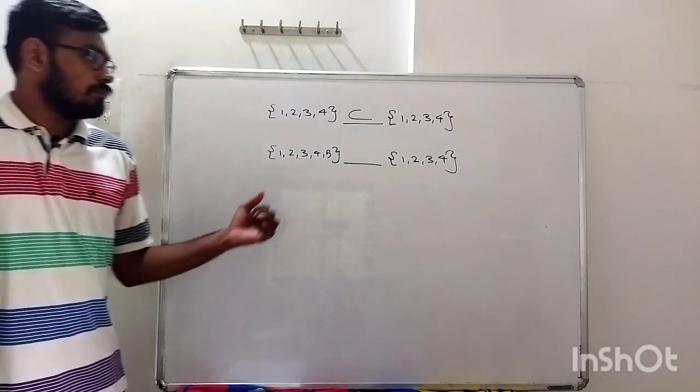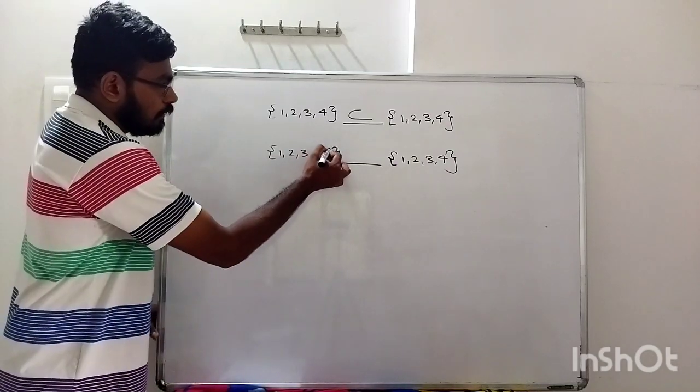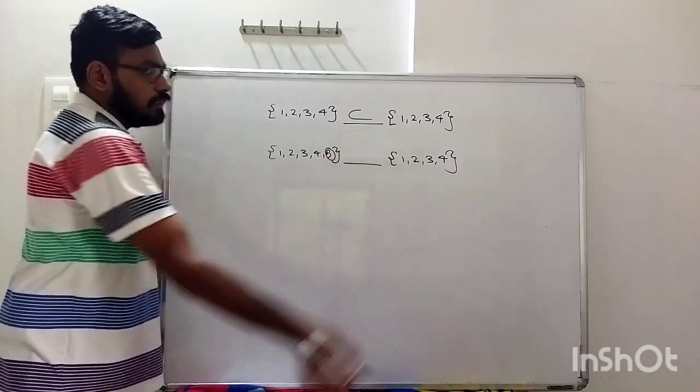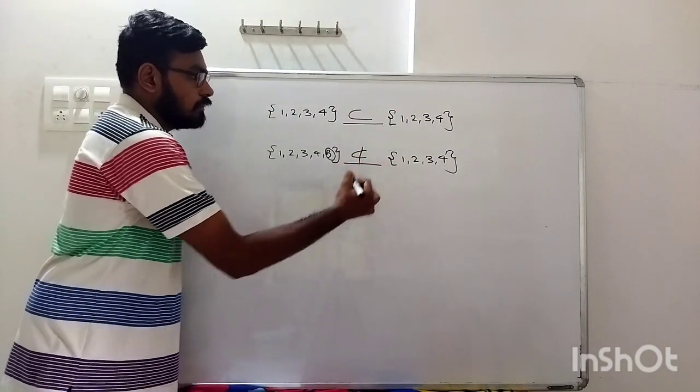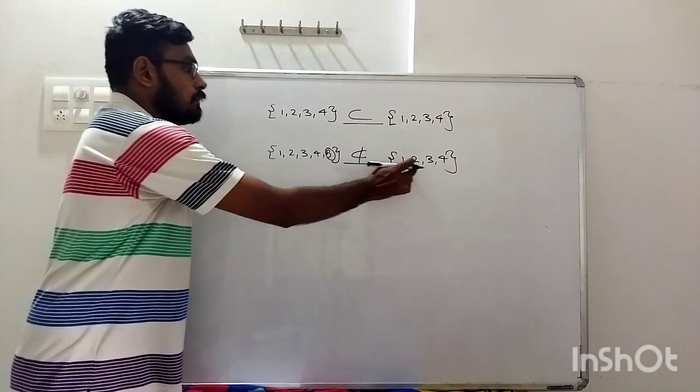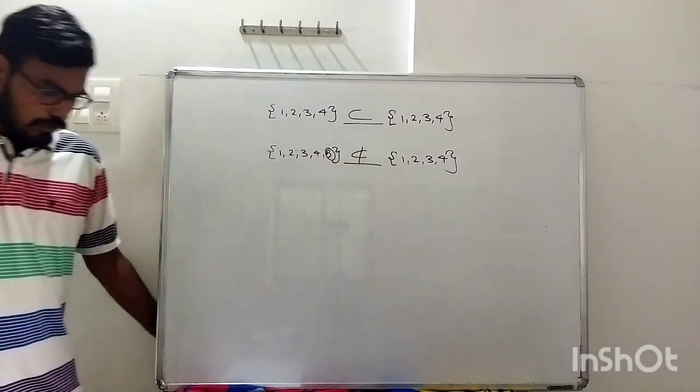Now, obviously, this element doesn't belong to that set, correct? So this can't be a subset. You can write it the opposite way, that 1, 2, 3, 4 is a subset of this, but you can't write this as a subset of that.